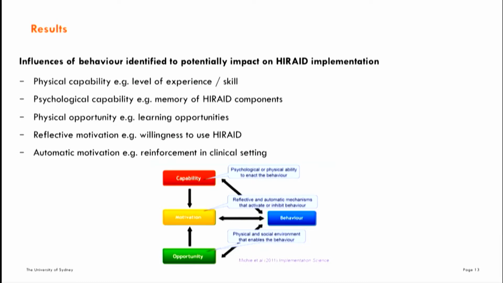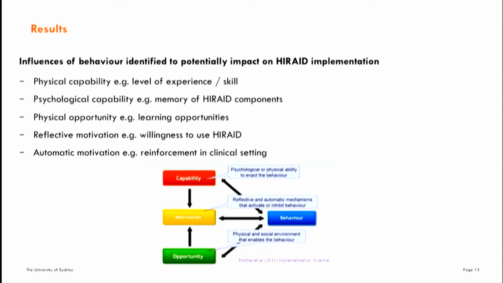Okay, so once we'd done this, we came up with a number of interventions, and this was from 5 of the 6 components of the COM-B model that were identified to influence the behaviour of HIRAID. So pretty much almost everything impacts on how nurses assess their patients. We needed to, for example, take into consideration the level of experience of the nurse, as this was identified to impact on the nurse's actual ability to conduct a patient assessment.